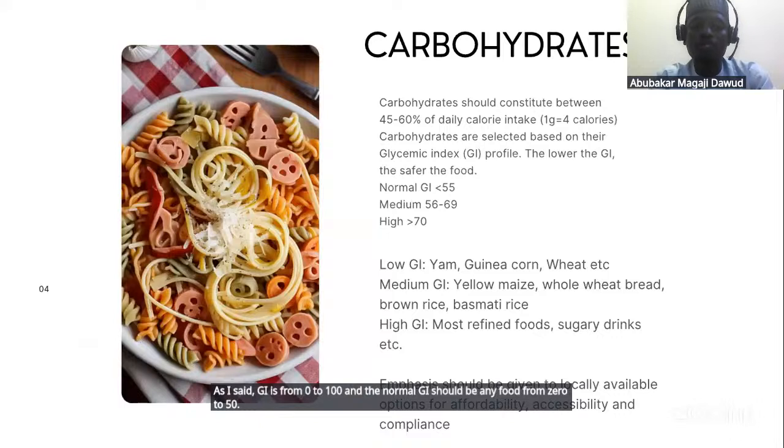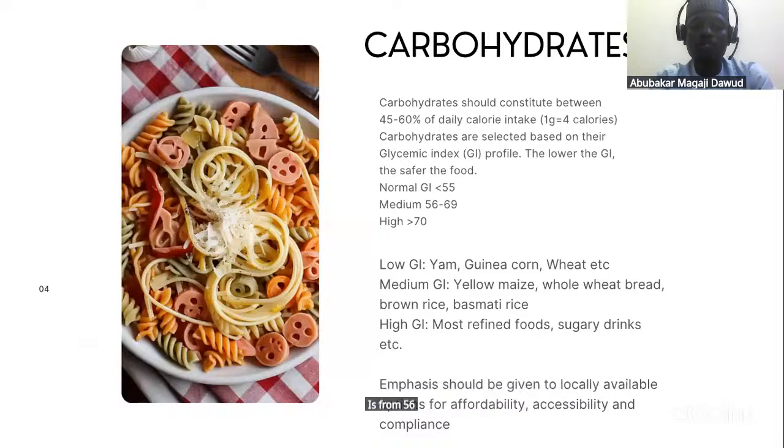Medium is from 56. We call food a high GI food when its GI is above 70. So we have some examples here. We have low GI foods. Example is yam, guinea corn, and wheat.